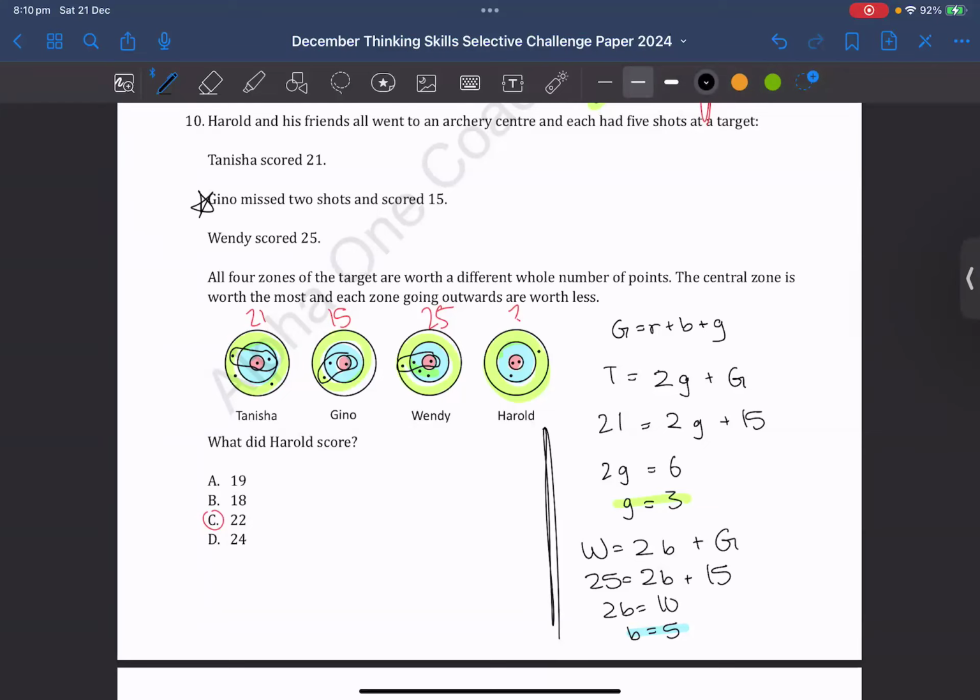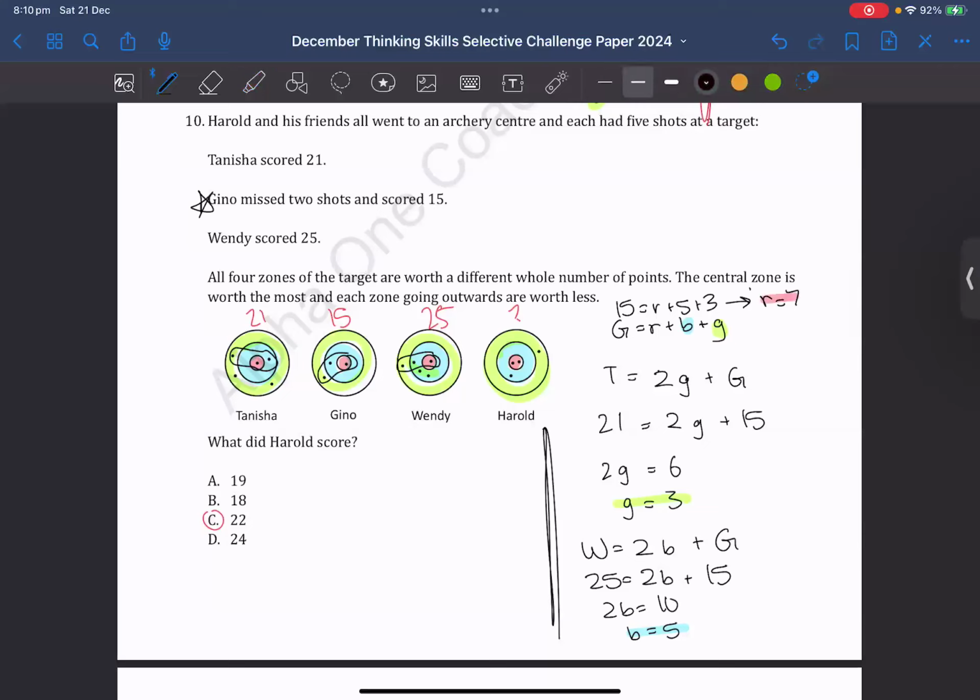And then we need to find what that final red thing is. We know what our blue is and we know what our green is. I know that the blue zone is 5, and I know that the green zone is 3. And Gino got 15. So red plus 5 plus 3 is 15, which means that red is equal to 7.